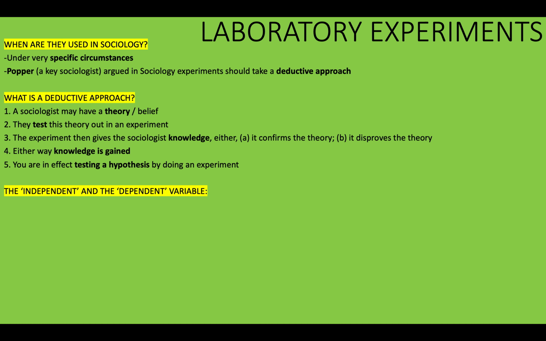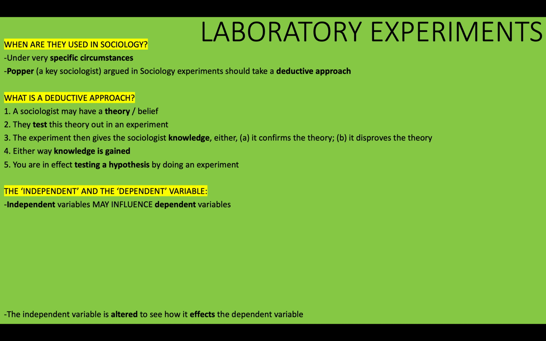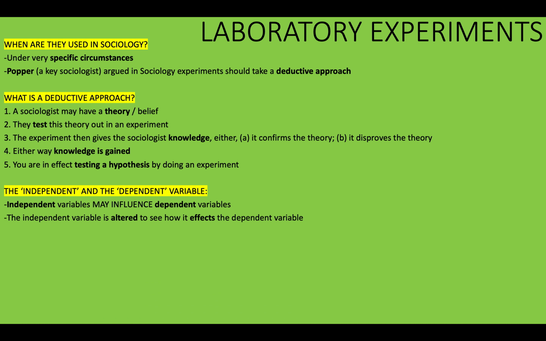Now let's look at two really key terms, the independent and the dependent variable. And I will give you examples to help you understand this. Independent variables may influence dependent variables, okay? The independent variable in an experiment is altered to see how it affects the dependent variable.